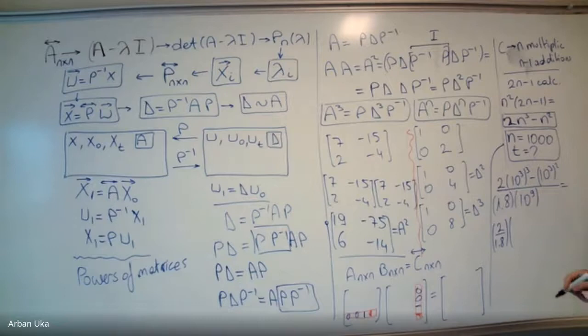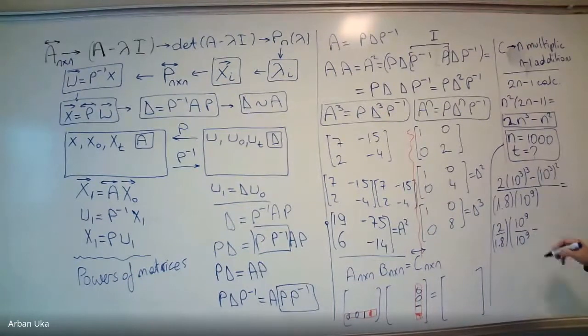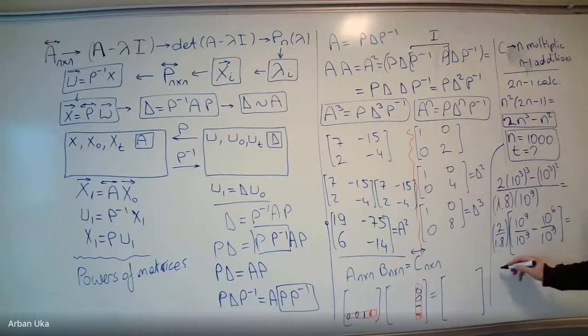This stays here. Multiply 10 to the power 3 by 10 to the power 3 minus 10 to the power 3. This is 10 to the power 9. So this is 10 to the power 9 divided by 10 to the power 9, minus 10 to the power 6 divided by 10 to the power 9. It looks like something 2 divided by 1.8, so this is 1.1 times 1. So this is 1 second minus 1 millisecond.